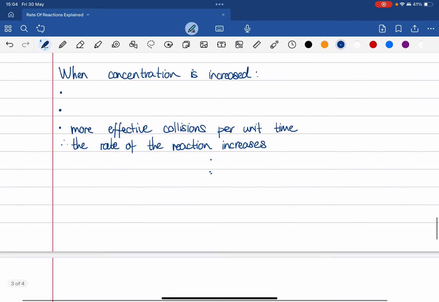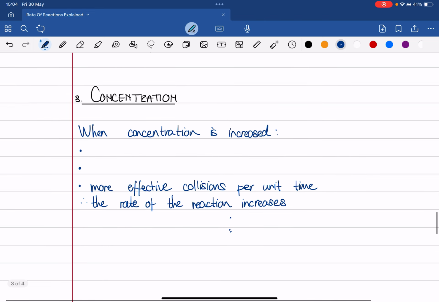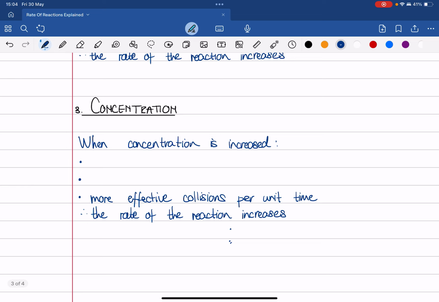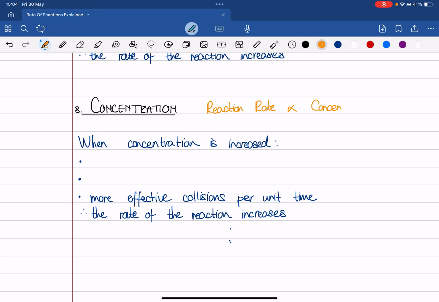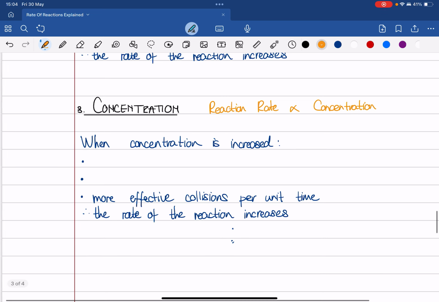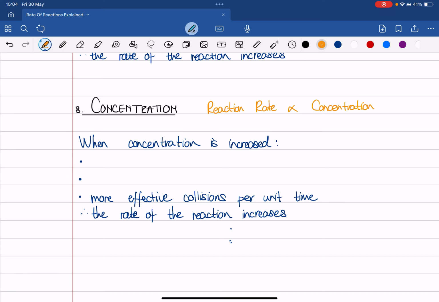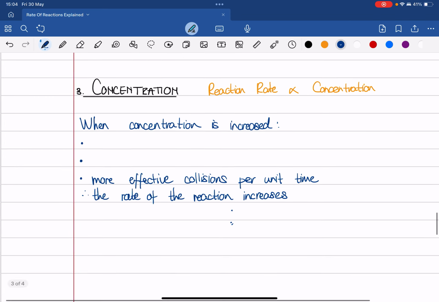All right, when concentration is increased. So the third factor that affects the rate of reaction is concentration. So again, the rate, or the reaction rate, is directly proportional to concentration. Okay, so when you increase the concentration of a reactant, you actually increase the rate of the reaction. So the reaction will happen faster, right? So why is this true?